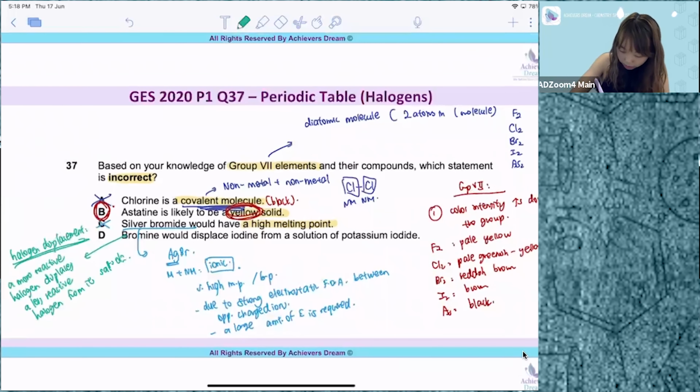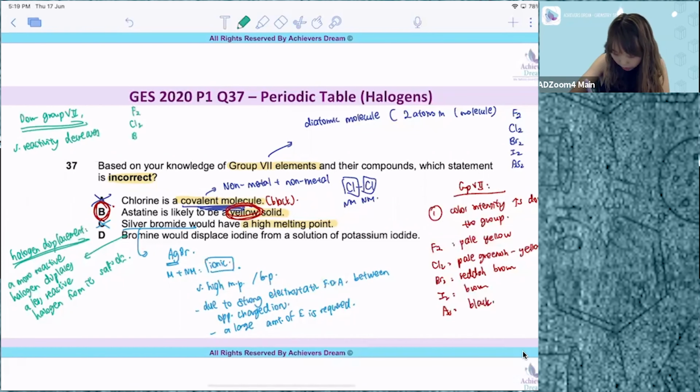So, I'm going to write here. Down the group, reactivity decreases. So fluorine, chlorine, bromine, iodine, and astatine. Fluorine is the most reactive, and astatine would be the least reactive.